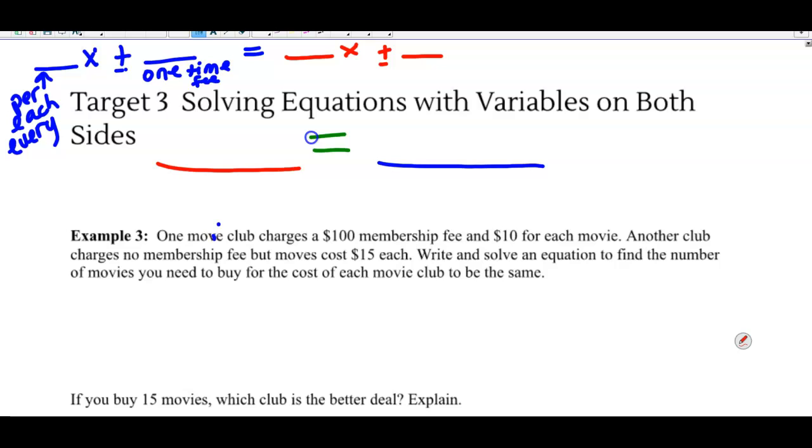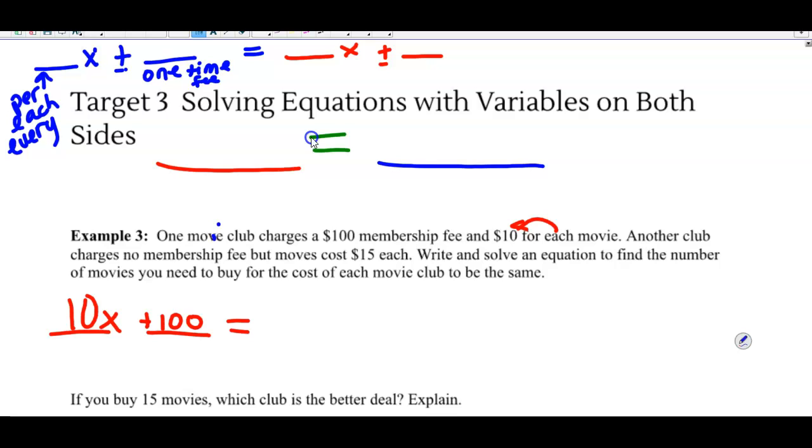So we're going to look at this first one together, and then we'll just do some practice on our own after that, because they'll be set up for you for the first day. So this first one, Movie Club A, I'm going to say there's a $100 fee. That's my one-time amount. So I'm going to put that here, something X, and then equals. So this is A, and it says $10 for each movie. So I know, see the word each, that's the one that goes next to the variable.